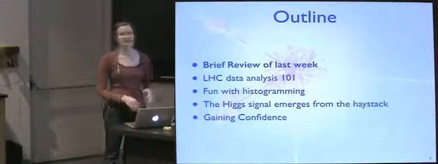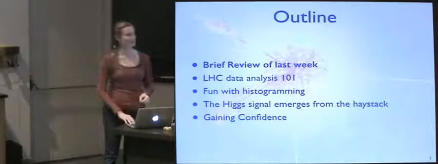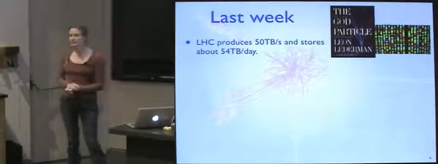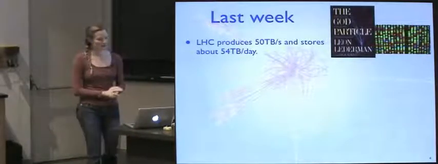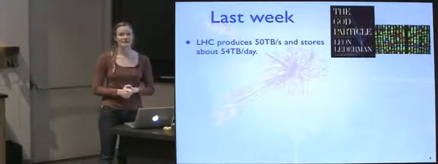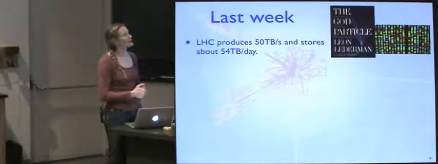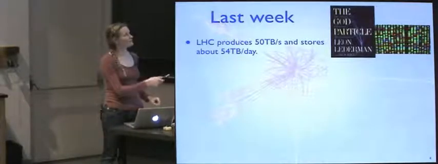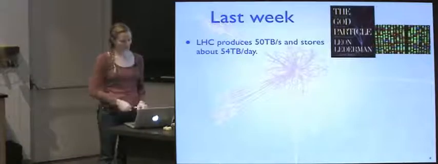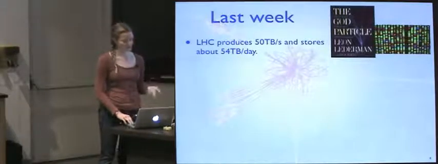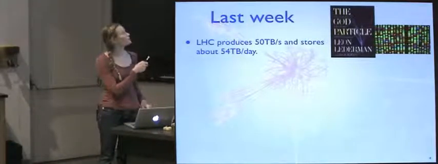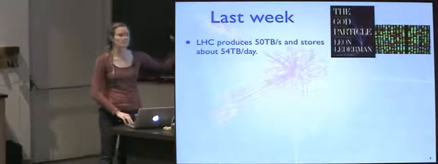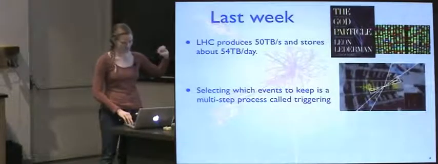All right, so as usual, we're going to start with a review from last week. Last week we learned about the data volume that the LHC produces. The LHC produces 50 terabytes of data per second, and we said that's 1 megabyte per event, and a 500-page book, like the God particle, is 1 megabyte, so that was our comparison. But we only store about 54 terabytes per day. That was the data reduction going from what's produced to what we store.